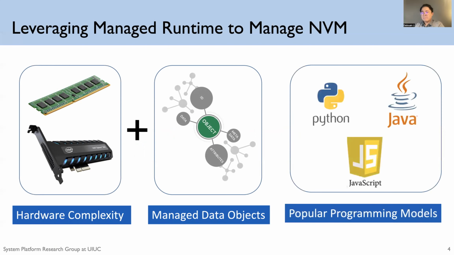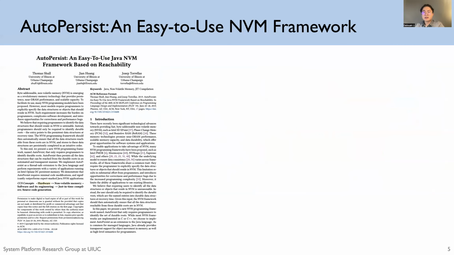Another reason is that managed runtime is broadly used in many popular programming languages such as Java, Python, and JavaScript. So managing non-volatile memory with managed runtime could become a pervasive solution. Along this path, we have already had some initial efforts. Our previous work, AutoPersist, published in PLDI 2019, is an easy-to-use framework to manage persistent objects on non-volatile memory.